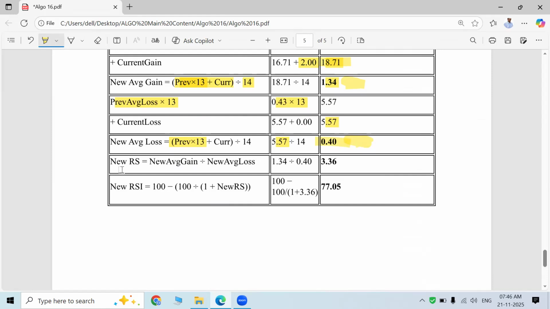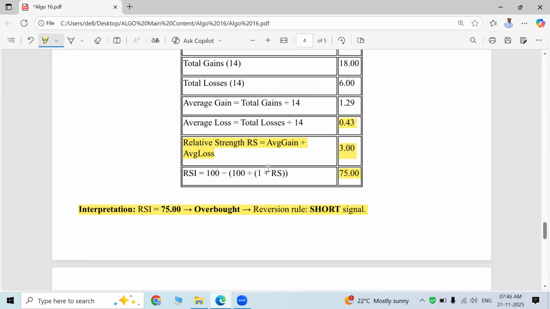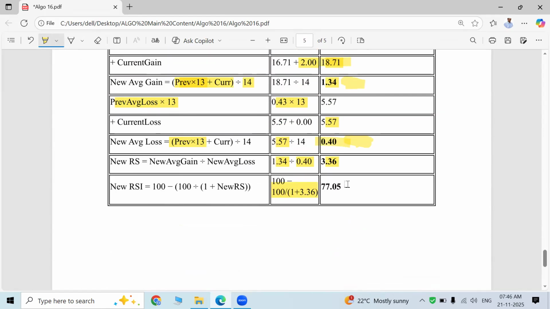Okay, so the new RS will be the new gain average divided by new loss average, 3.43, 3.36. Now when you put 3.36 over here, it's 77.05. You can see the previous RSI was 75. The current RSI is 77. That means it's again increasing. You can take a short, or you can consider it's an overbought market, and you can short any asset you are working in.